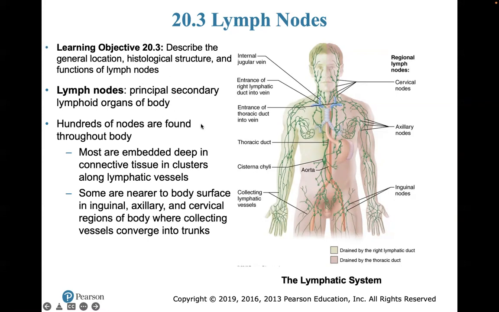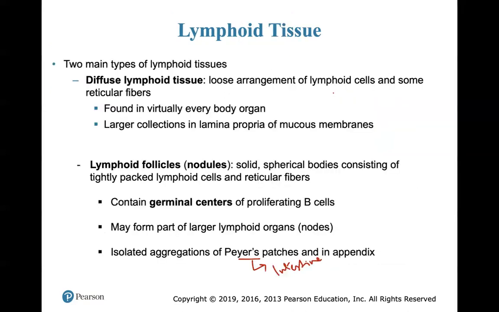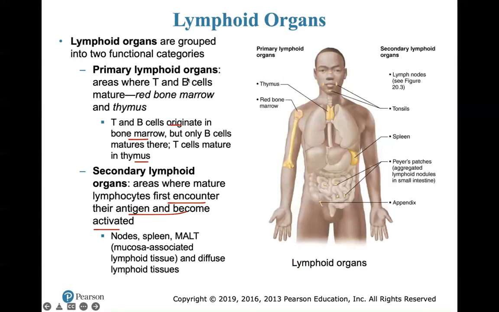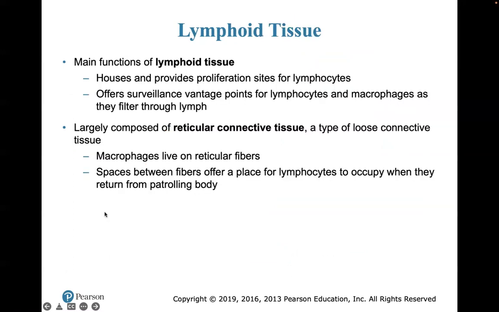So what are lymph nodes? Lymph nodes are principal secondary lymphoid organs of the body, right? So we discussed the primary lymphoid organs, which are the red bone marrow and thymus, right? But the secondary lymphoid organs are the lymph nodes, spleen, MALT, and all of these. Among these, the main secondary organ is the lymph nodes.